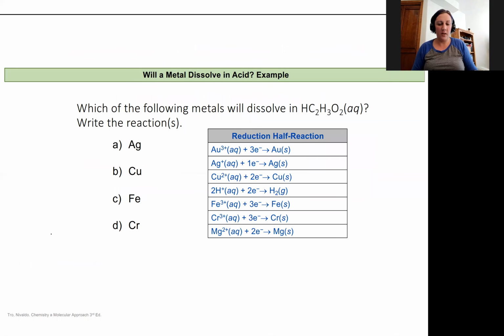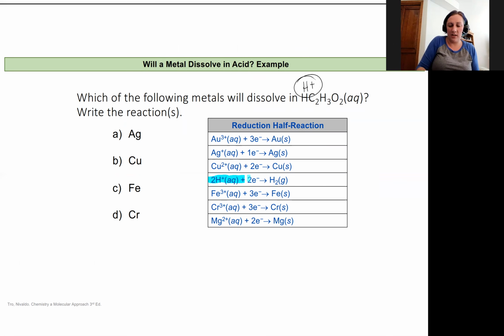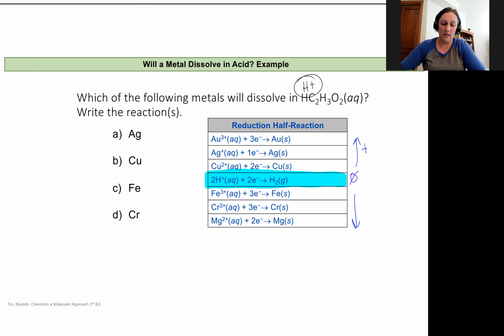So which of the following metals will dissolve in acetic acid? We're going to look for that H plus potential right here on our reduction half reactions. And this is, remember, our standard. This is 0 as our cell potential. And these are listed in order as they show up in our reduction half potential. So these ones are all positive and these are all negative right here.